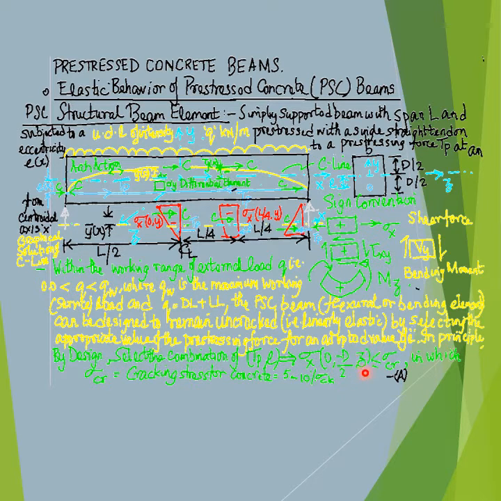At all locations in the cross section, sigma x is less than or equal to the cracking stress or the cracking strength of concrete, sigma CR, notation that has been explained earlier, where the cracking strength of concrete is typically in the range of 5 to 10% of the characteristic compressive strength of concrete.